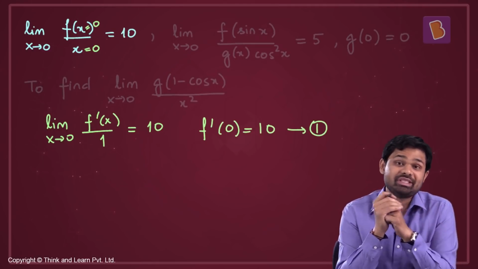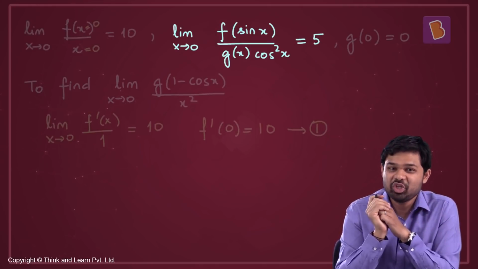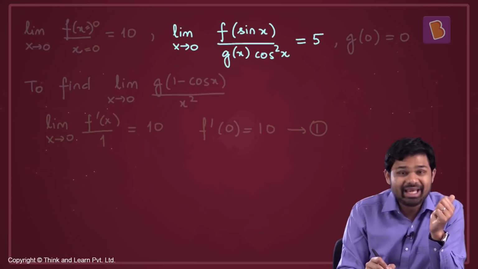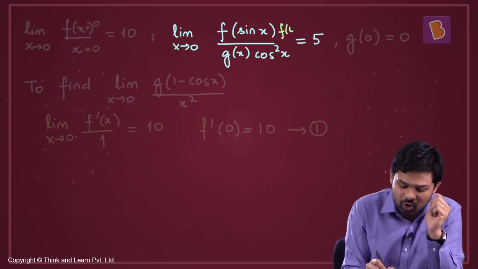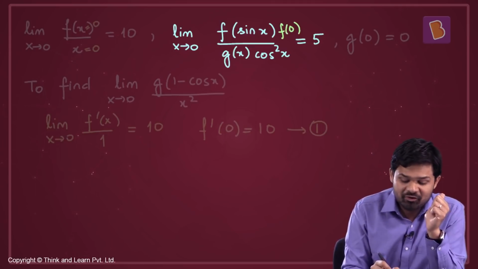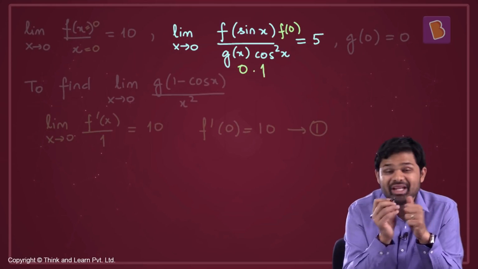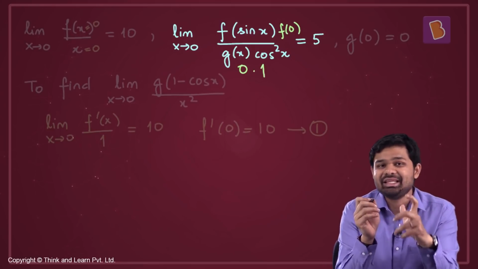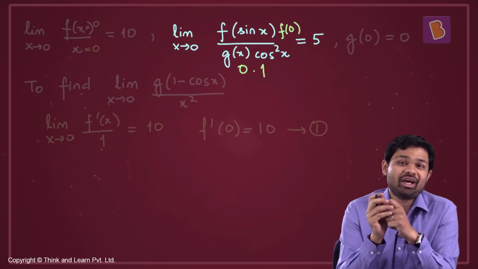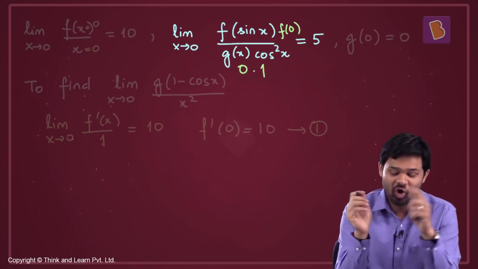Next, let's make use of the second condition, limit x tends to 0 of f of sine x divided by g of x cos square x. Now sine x is 0 as x goes to 0, so this would be f of 0. Then g of x, we know g of 0 is 0, so this is 0. Cos square 0 is 1. So I actually have a 0 in the denominator. Again, this limit is not an infinite value but a finite value. This means that my limit is again an indeterminate form.